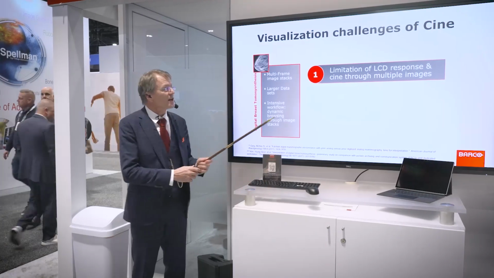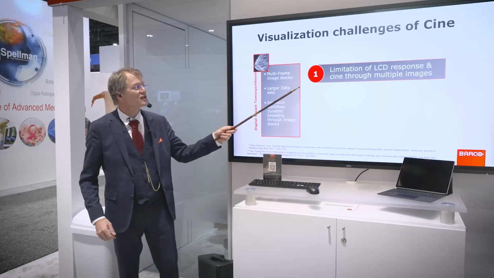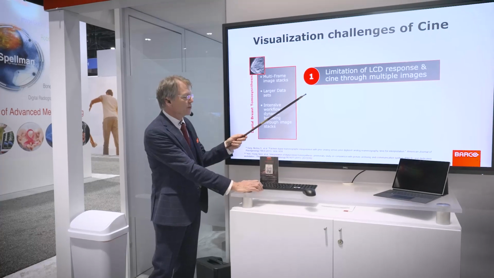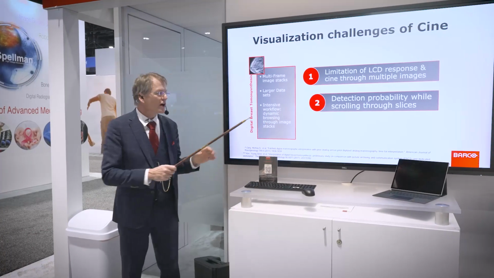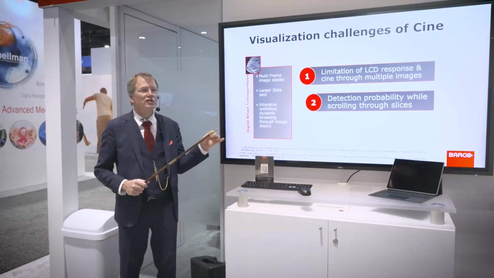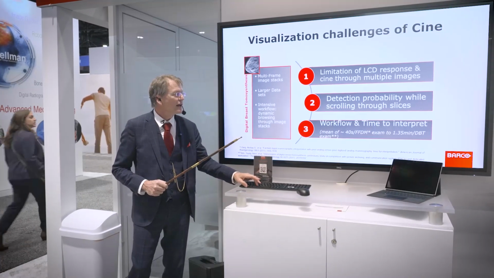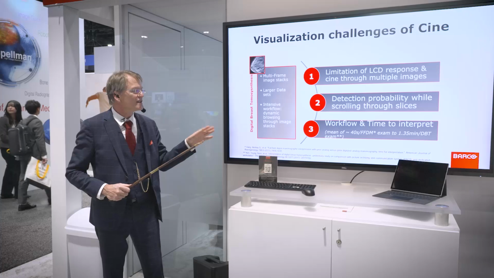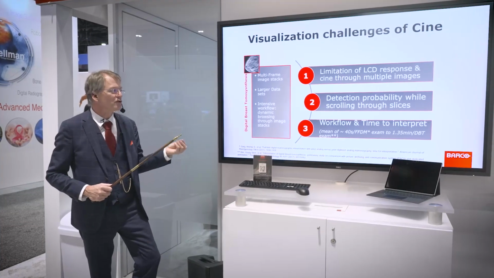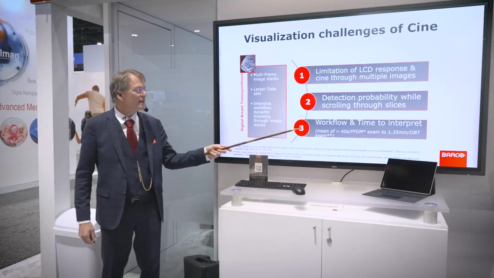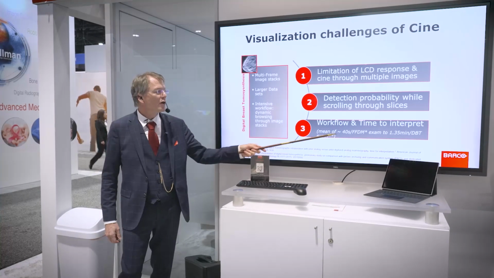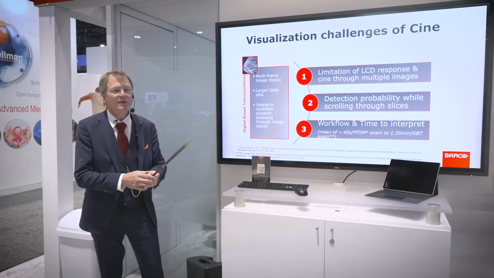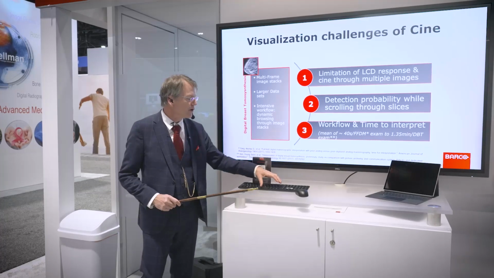So the first thing that comes up is the limitation of the liquid crystal display. How fast is its response time? And how does this affect cineing through the multiple images? Then I'll talk a little bit about the detection probability when scrolling through the slices. And finally, the workflow and the time to interpret. This is what we're ultimately trying to do this for, right? Because one of the things that people have observed is that the time went up when moving from 2D mammography exams to 3D mammography exams. And that's something that we're very much working to mitigate.